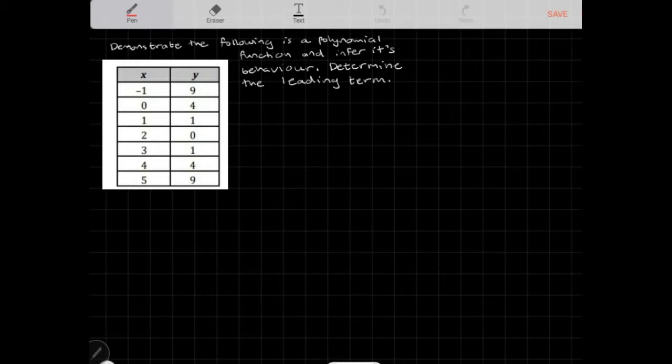Okay, let's demonstrate that the following is a polynomial function and infer its behavior. Then we want to determine the leading term. So we know that polynomial functions have a constant finite difference. Right, so let's start by determining the finite differences.